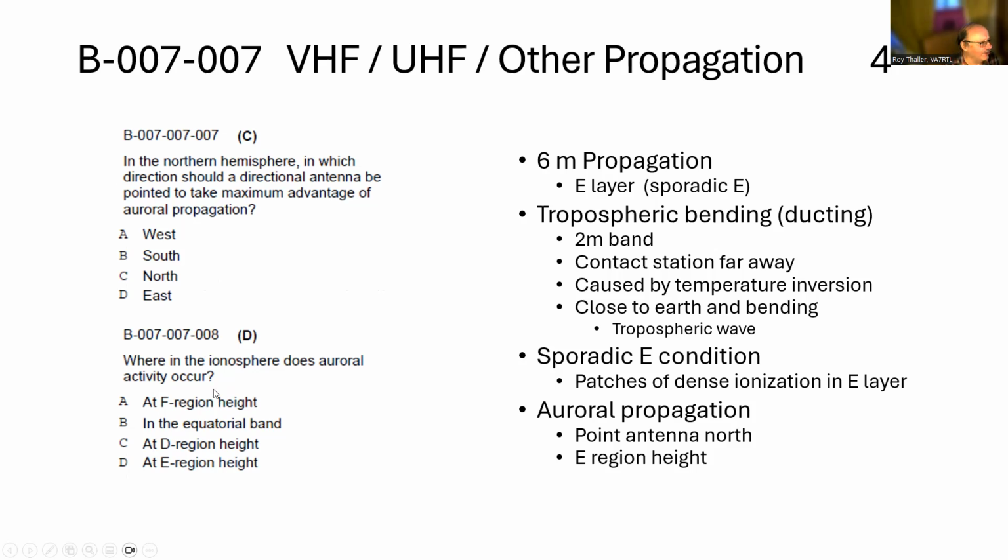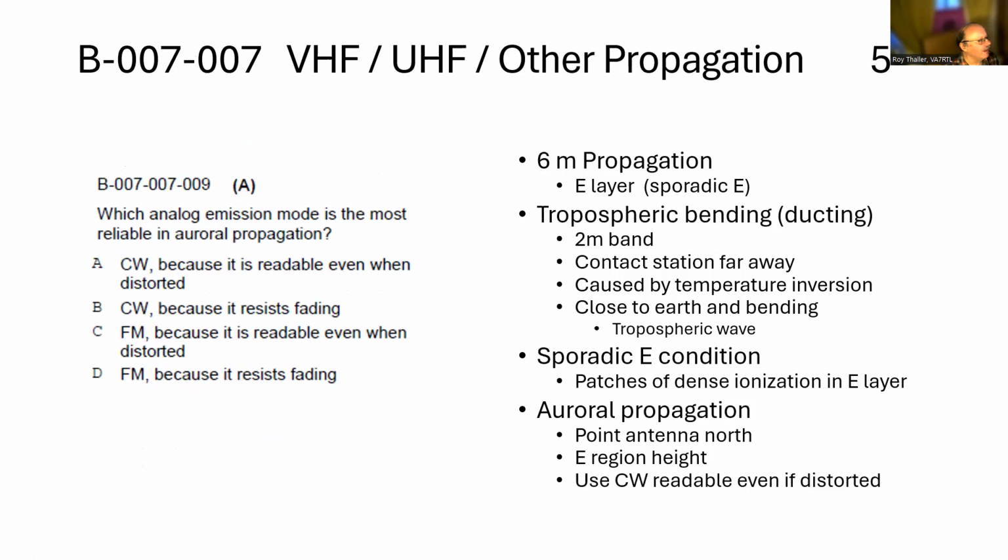Where in the ionosphere does auroral activity occur? So that would be at the E region height. So D would be the correct answer. What analog emission mode is most reliable for auroral propagation? So here you're looking for a signal that's relatively small and still readable, small in bandwidth and somewhat easy to interpret. So A is the correct answer, CW, because it's readable even when distorted.